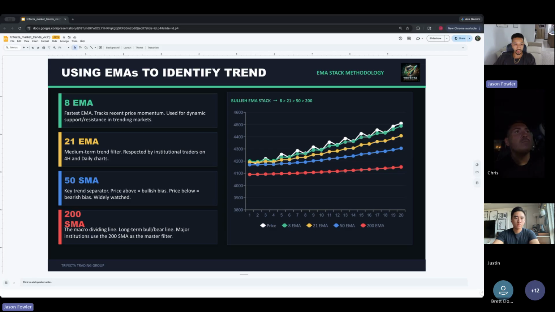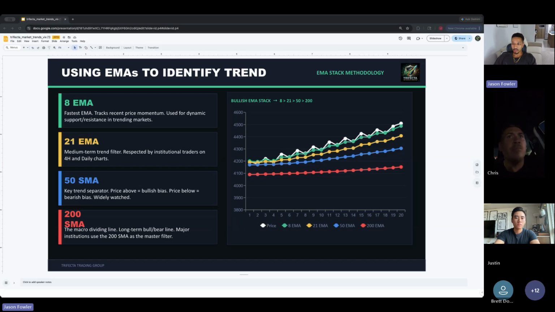A big part of trend too is using moving averages to identify a trend, right? You guys remember that first session I was talking about the 21 EMA being the mean. I'm a big fan of the 21 EMA, if you couldn't tell, and the 8 EMA. The lower time frame EMAs are going to track trend on a lower time frame, if that makes sense.